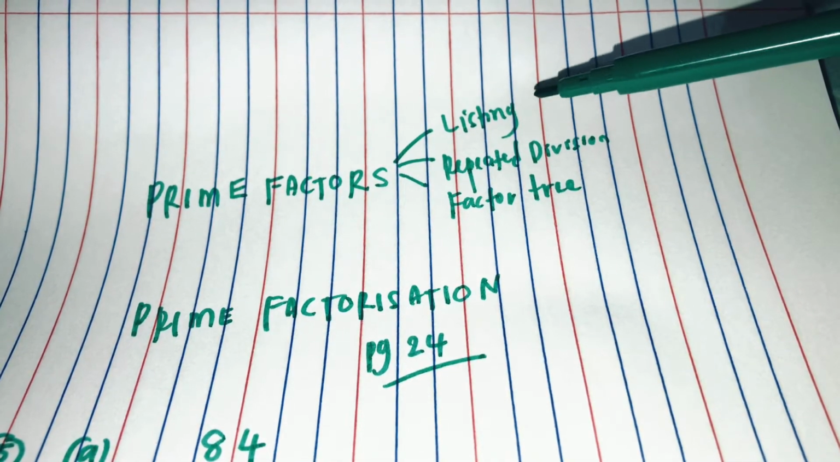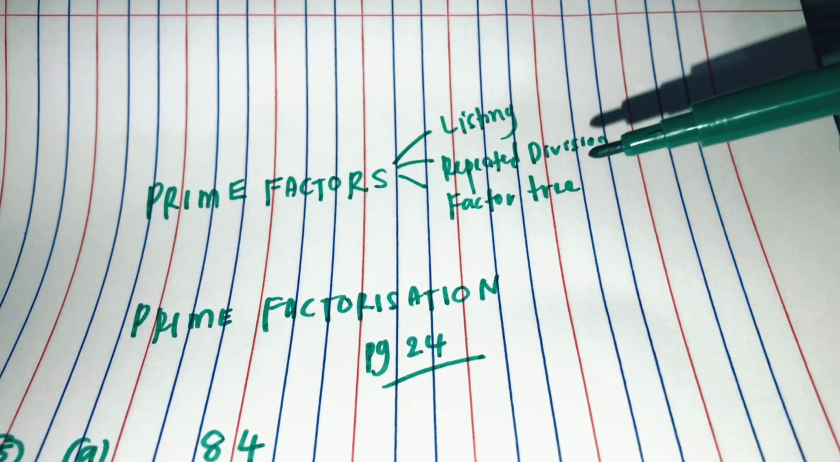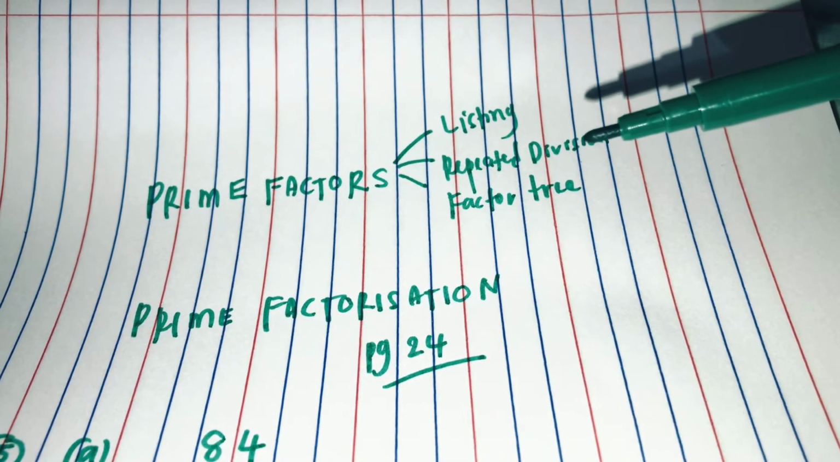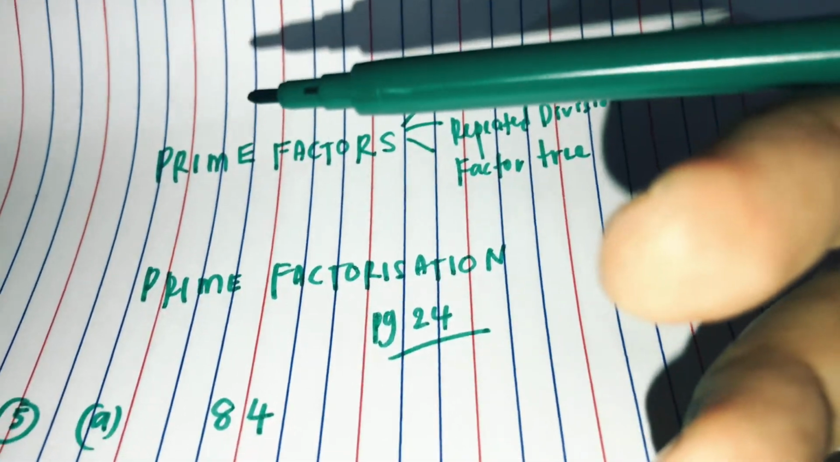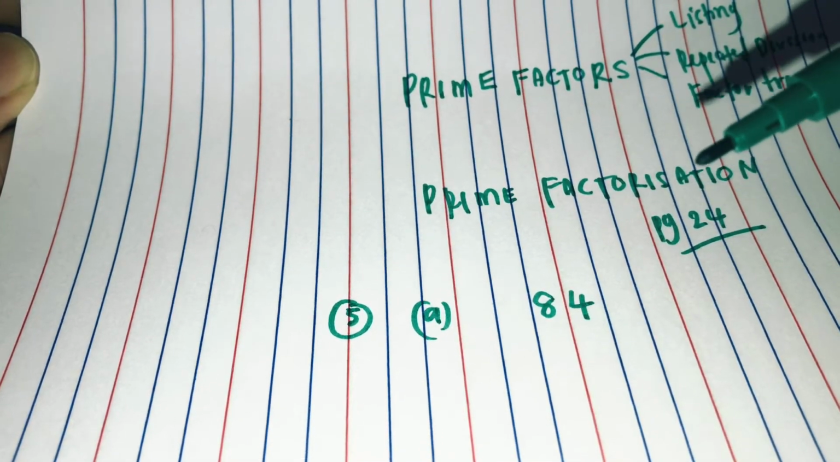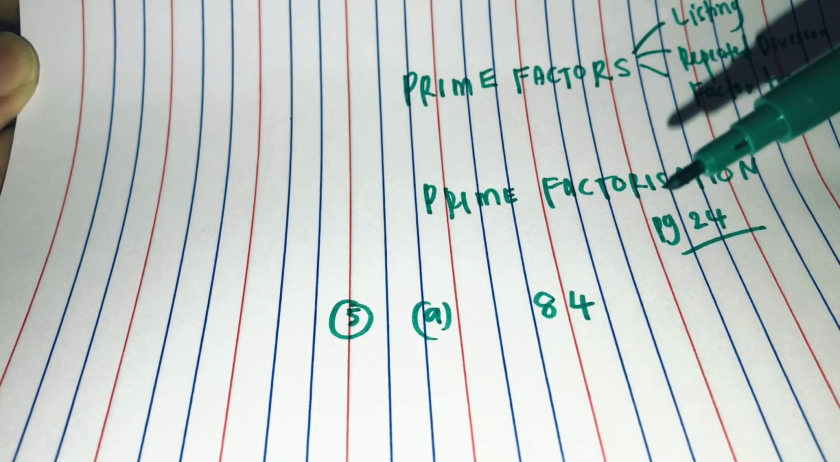In the previous lesson you learned about prime factors. For prime factors we have three methods to solve: listing, repeated division, and factor tree. If you forgot, you can open back the previous video. Now I will explain prime factorization. You can refer to your workbook page 24, question 5.